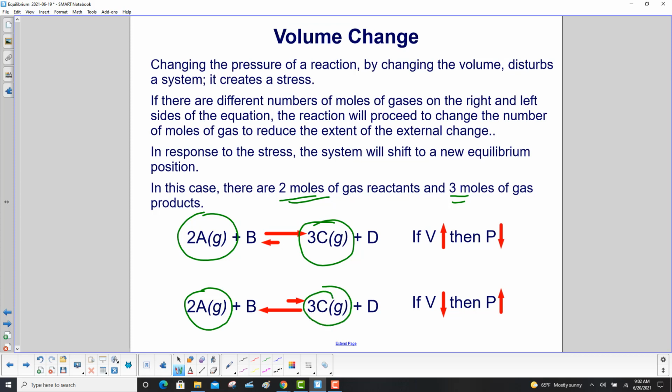So in the first case, we'll increase the volume, which means the pressure goes down. Therefore, the reaction will shift to the right to produce more product. If the volume goes down, then the pressure goes up. In that case, you shift over to the products.